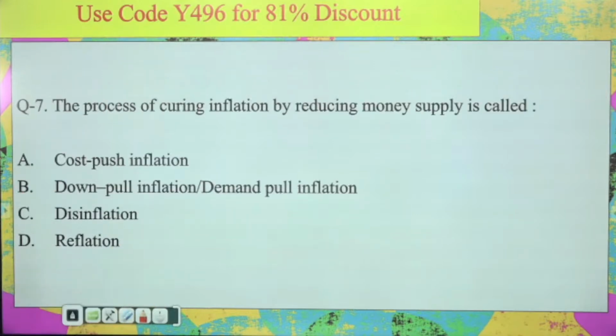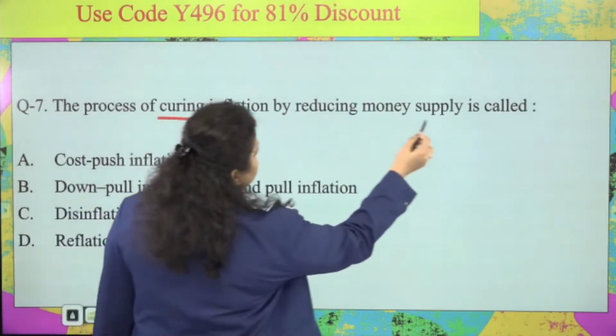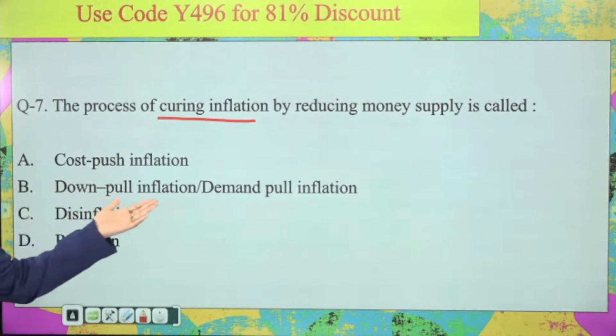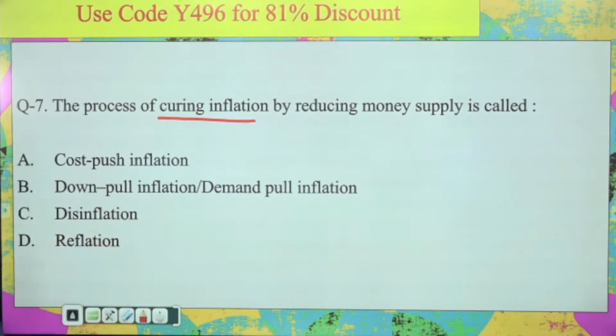Okay, next. The process of curing inflation by reducing money supply is called what? The process to cure inflation by reducing the money supply is called what? Cost push inflation, demand pull inflation, disinflation, reflation. Which of the following is correct? A, B, C or D?